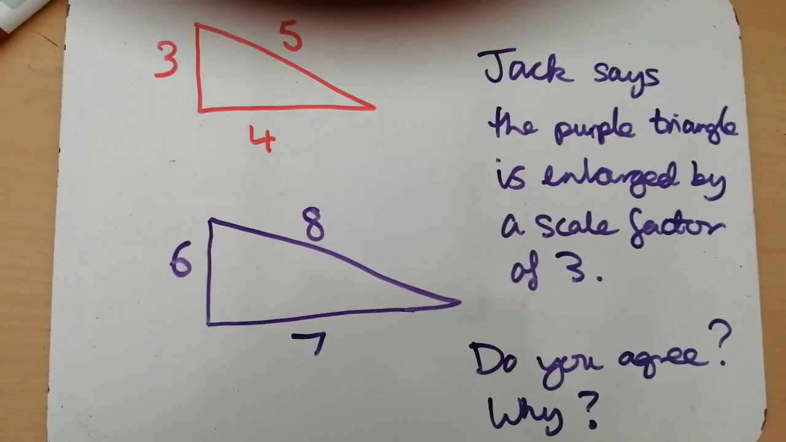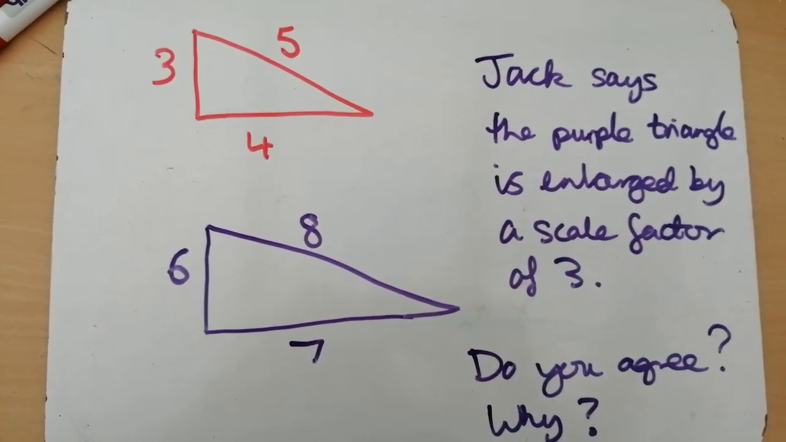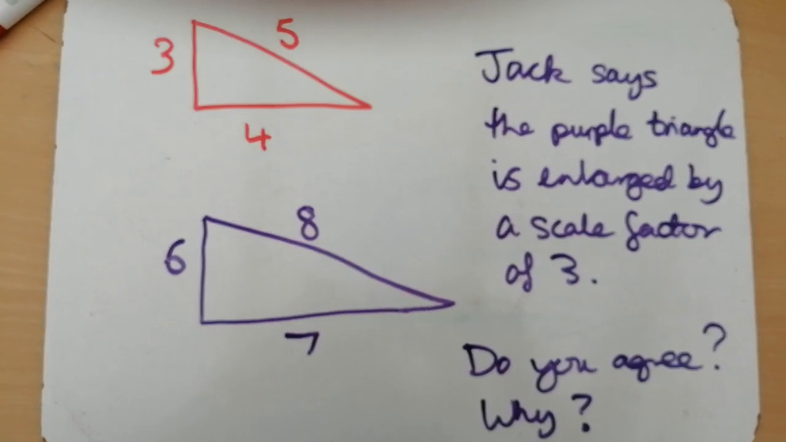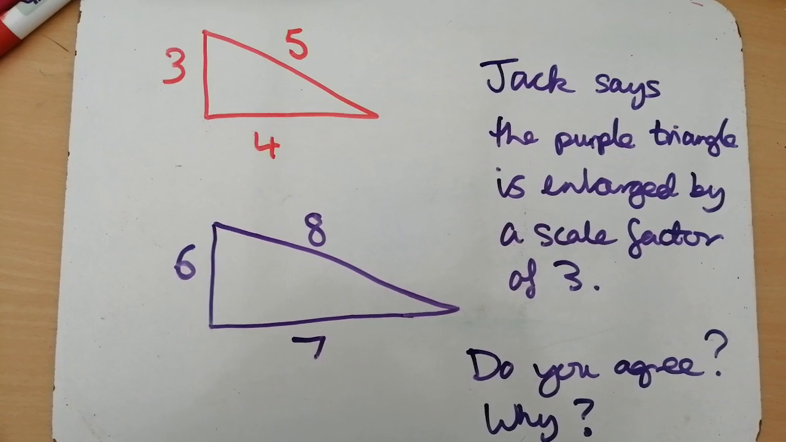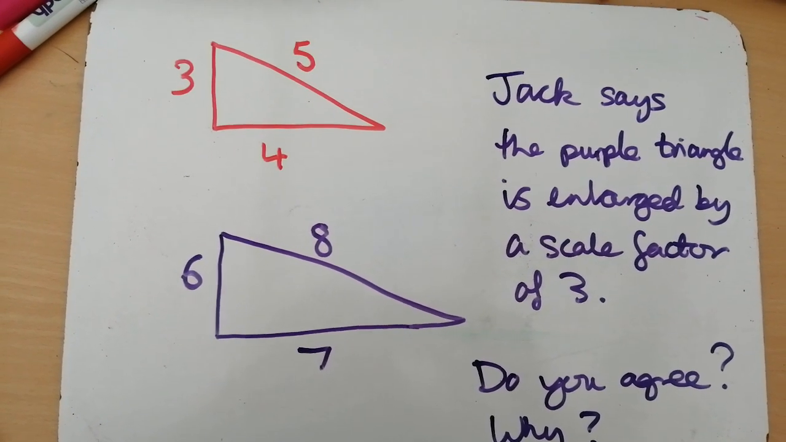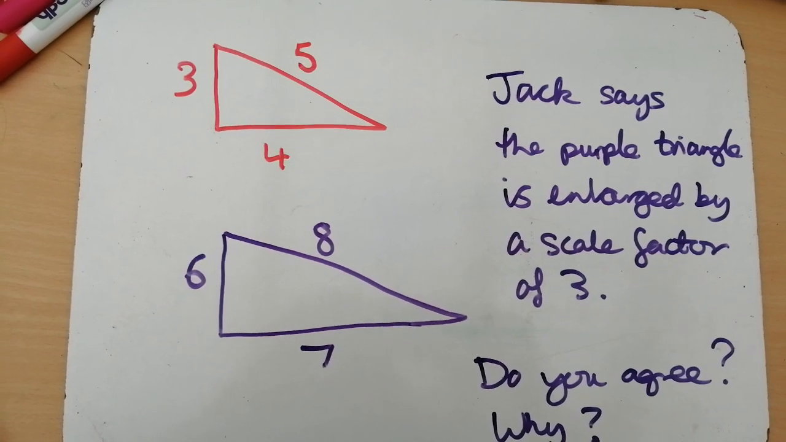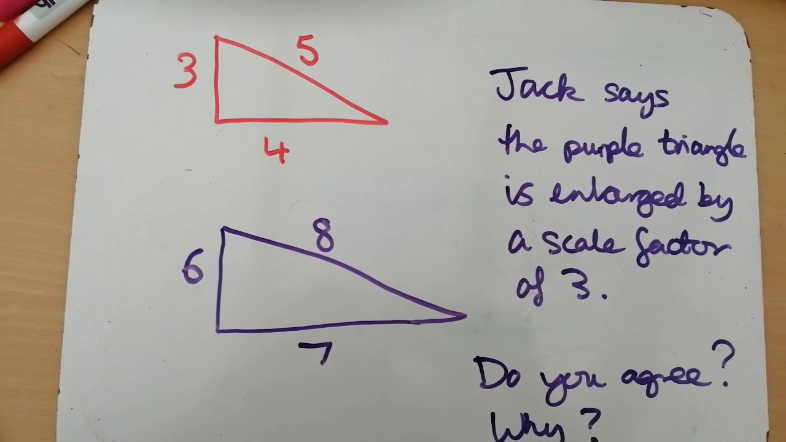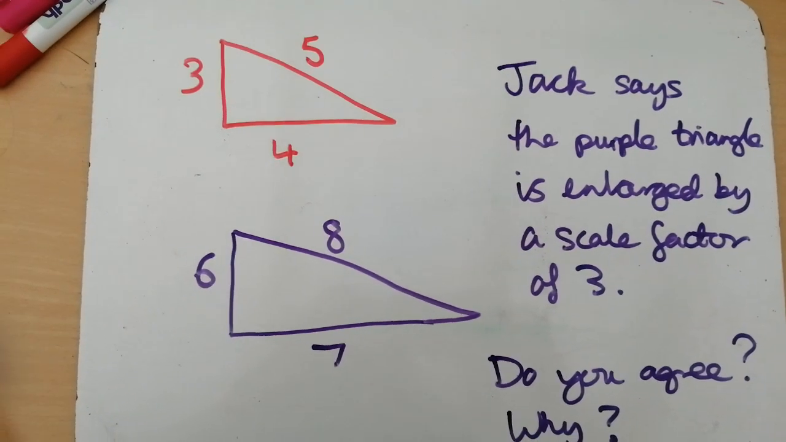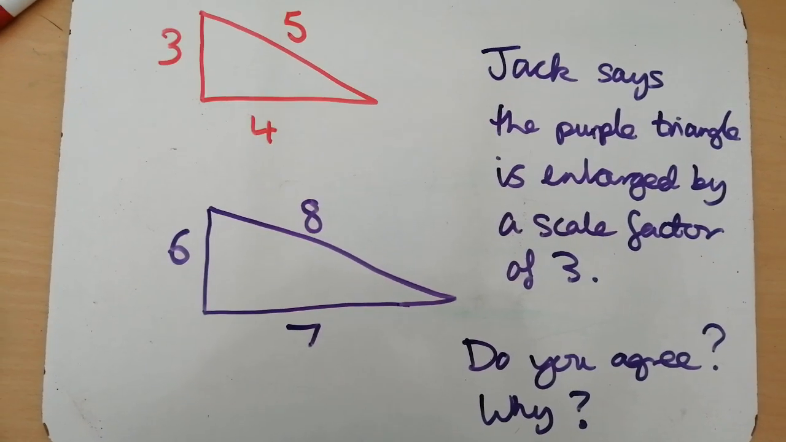If you look closely at the numbers, you'll see that Jack has done something wrong here. He's forgotten to multiply and he's added. So he's done 3 plus 3 to give 6, 4 plus 3 to give 7, and 5 plus 3 to give 8. So he's wrong.